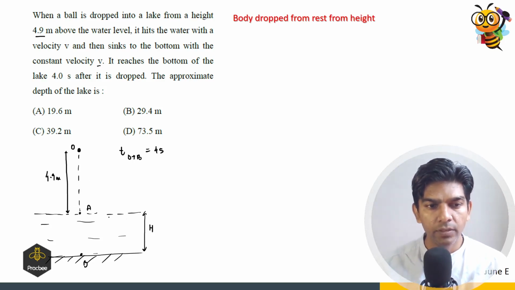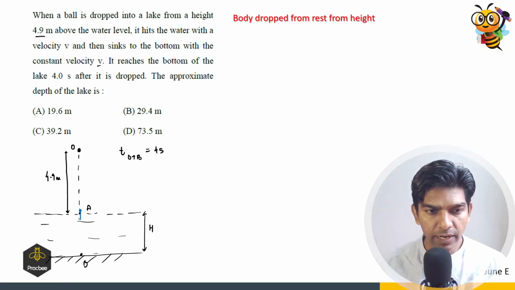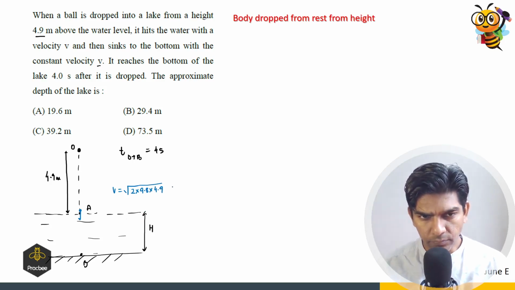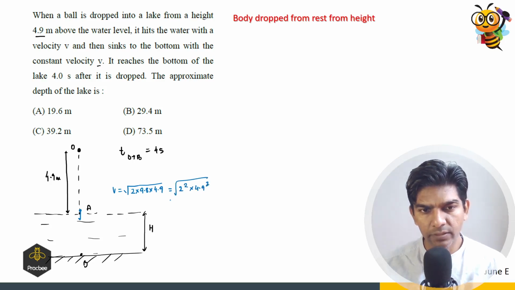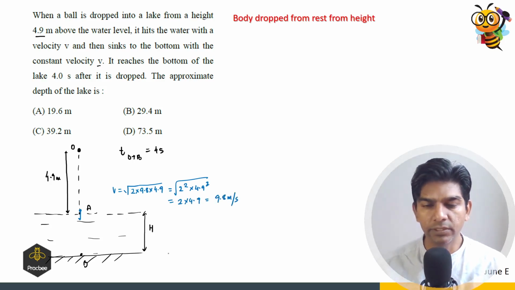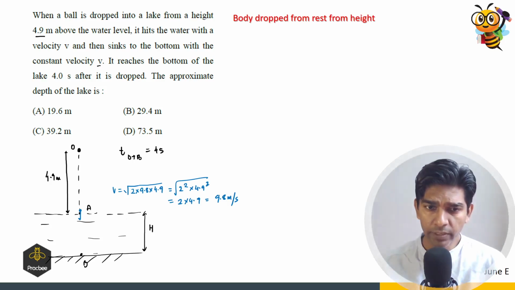So that is given. So we can find the velocity just before hitting the water surface, and that velocity will be root of 2gh. So 2 times g, let us take g as 9.8, and h is 4.9. So it will become 2 times 4.9 squared, root of that, so that will be 2 times 4.9. So the velocity just before hitting the water surface is 9.8 meters per second. And it keeps on moving with the same velocity in water. So that will be 9.8.